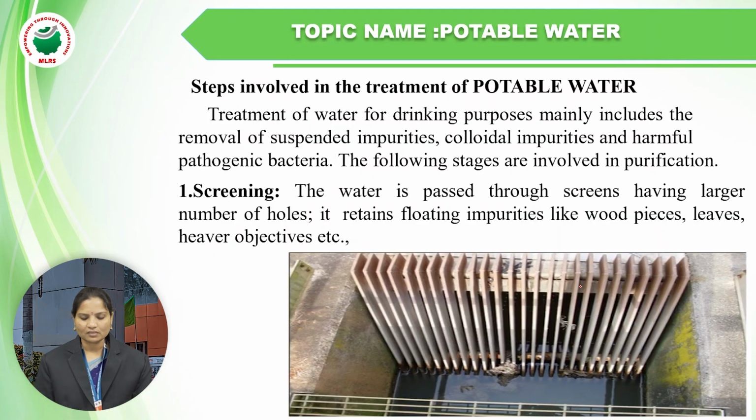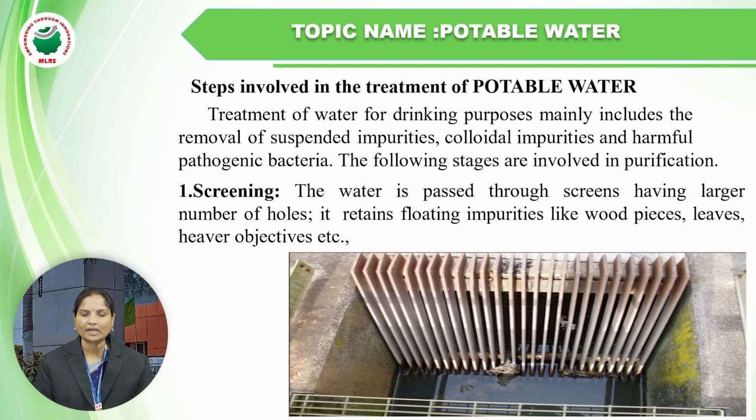Next, the first one is the screening process. In these steps, we have to eliminate all the impurities like colloidal impurities and suspended impurities, pathogenic bacteria and metal oxides. All the impurities we have to eliminate by using different treatment methods. So these are the steps involved in the treatment of potable water.